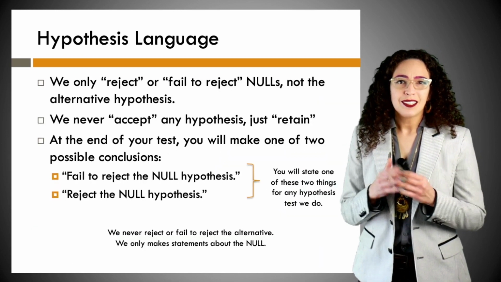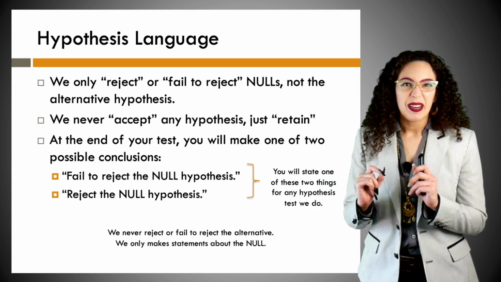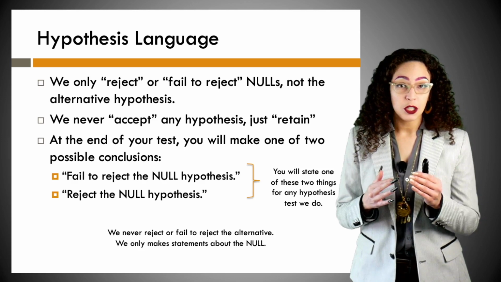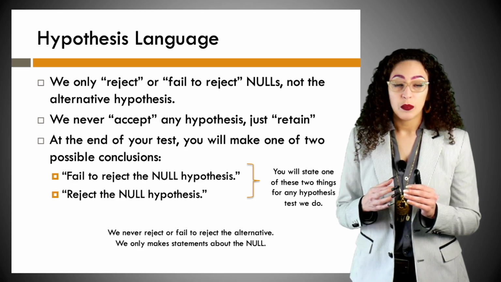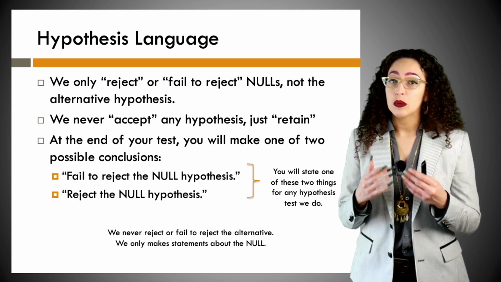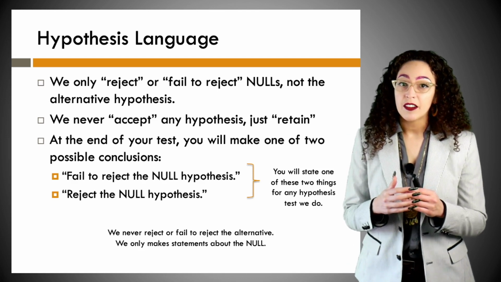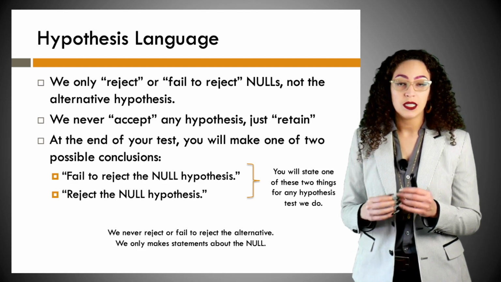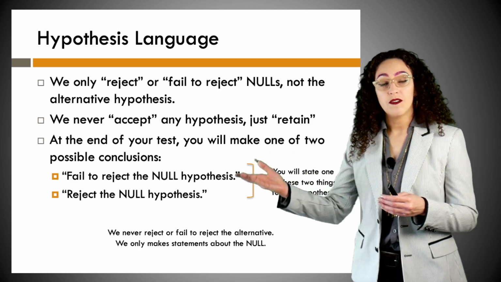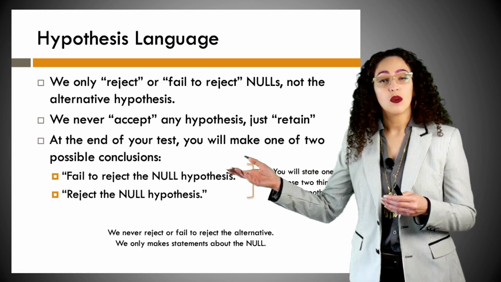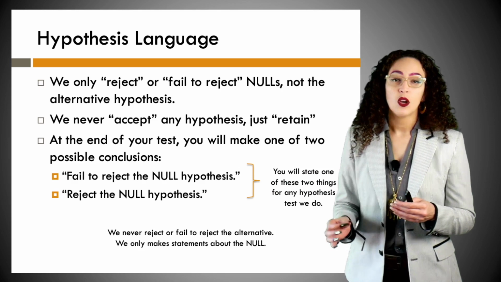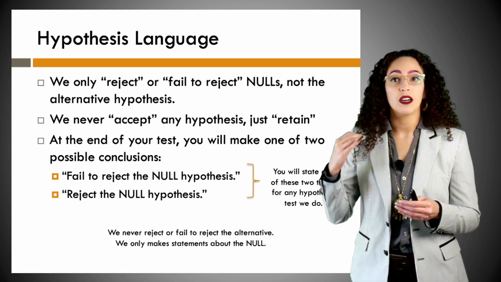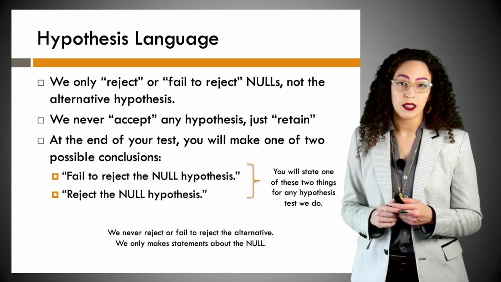Quack. Let's quickly talk about the nitpickiness of the hypothesis language. We only ever reject or fail to reject null hypotheses. We never accept any hypotheses, only retain. And at the end of any hypothesis test, you will make one of two possible conclusions. You will either say that you fail to reject the null hypothesis or you reject the null hypothesis. We never make statements about the alternative hypothesis in regards to rejecting or failing to reject.